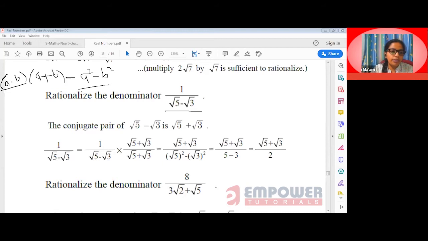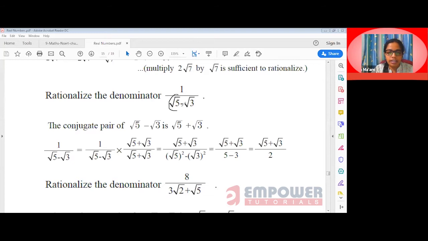See, if you have something like this, then multiply that number with its conjugate pair. If you have the a plus b form, you will multiply it with its conjugate pair, that is a minus b, and that will give you a square minus b square. Okay, so this is how you need to find out the conjugate pair.